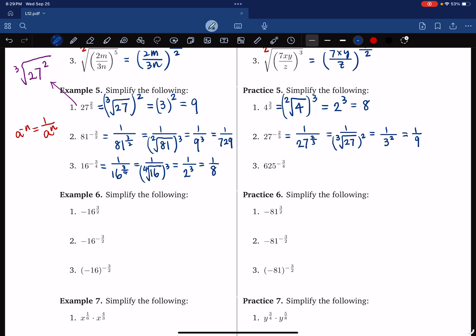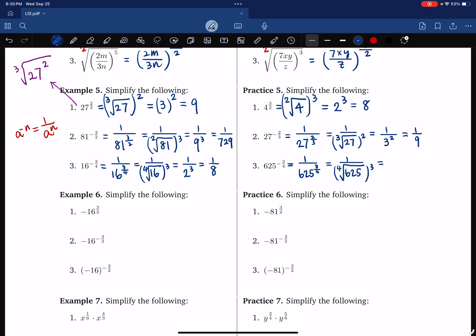The practice side, 625 raised to the power of negative 3 over 4. Same thing, we're going to do the reciprocal first. It's 1 over 625 raised to the power of 3 over 4. And then convert the denominator to its radical form. 625 goes inside. The index is the denominator 4. And then raise the whole thing to the third power.